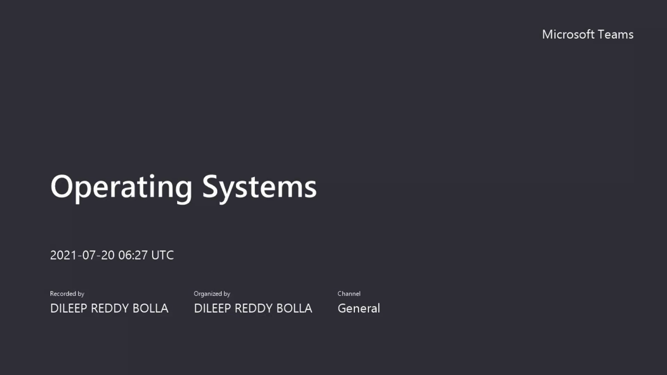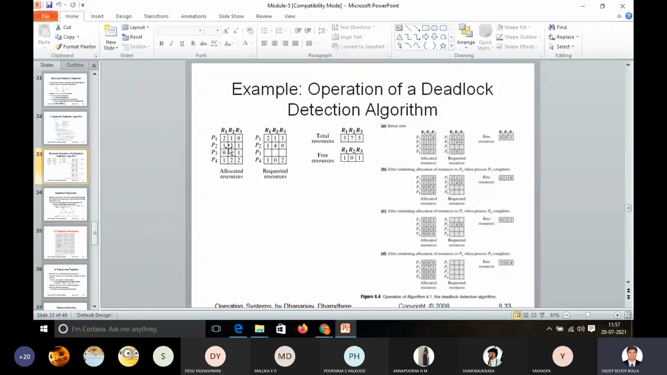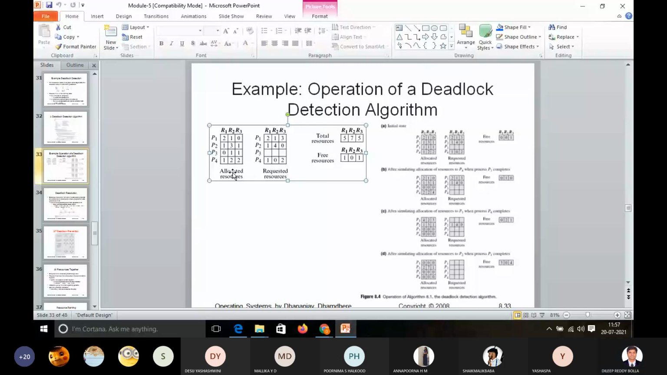So what all things do we require here? If you look at this corresponding table, this is what we want. What was there in this table? We need allocated resources, requested resources, total resources and free resources. Let me clarify this example first, and further we'll go with the new example.